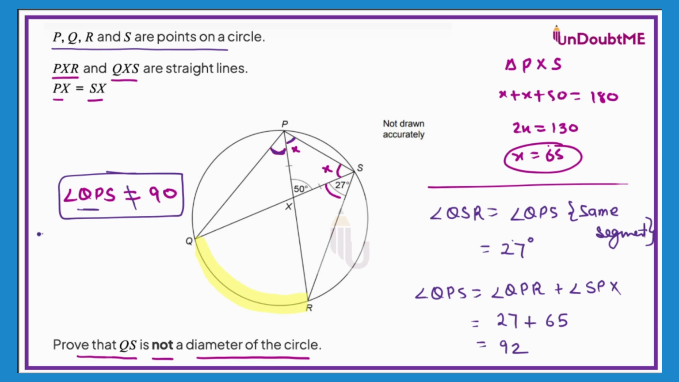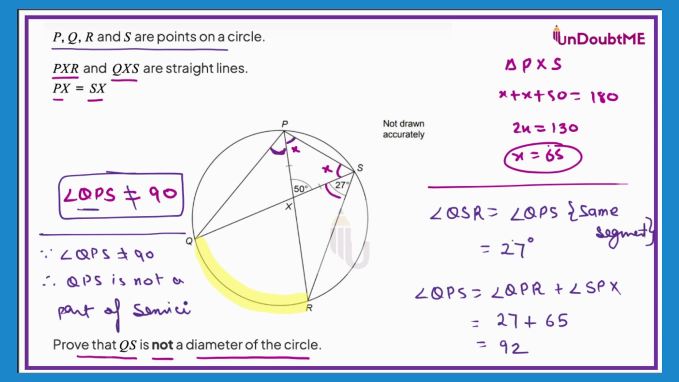Okay, so that's what we have to write, that since angle QPS is not 90 degrees, therefore QPS is not a part of a semicircle, hence QS is not a diameter. This is it. Okay, so just go through this question one more time.